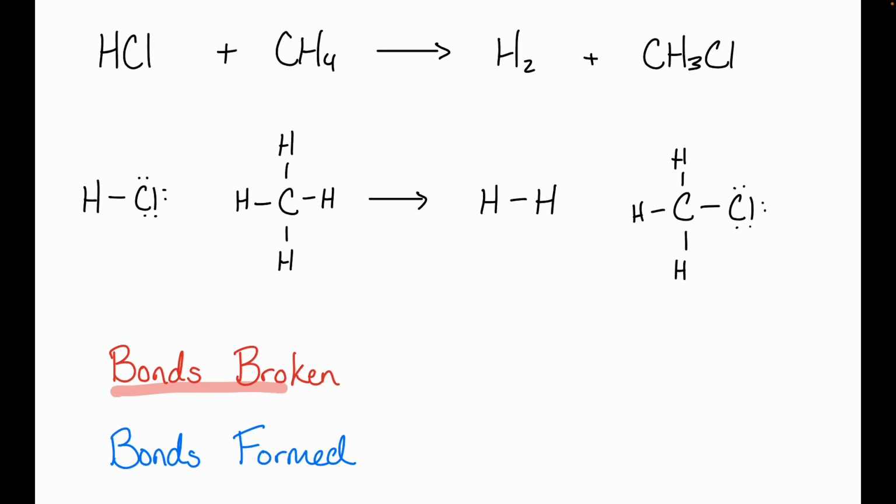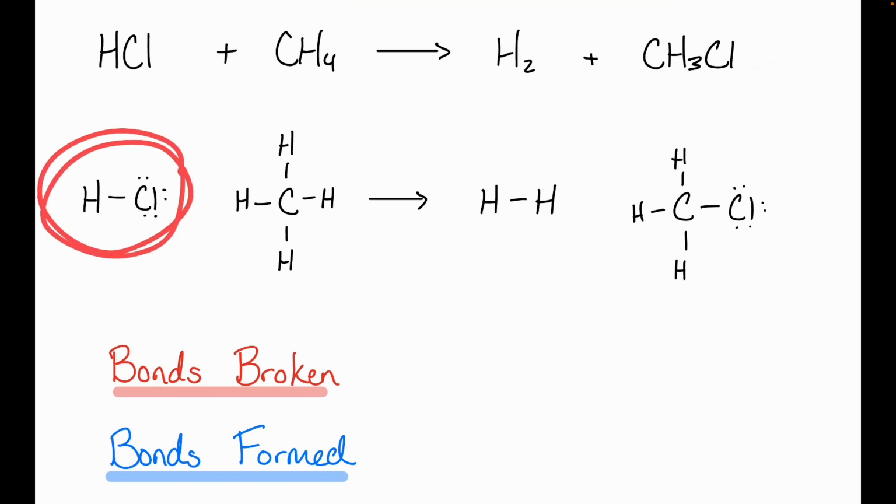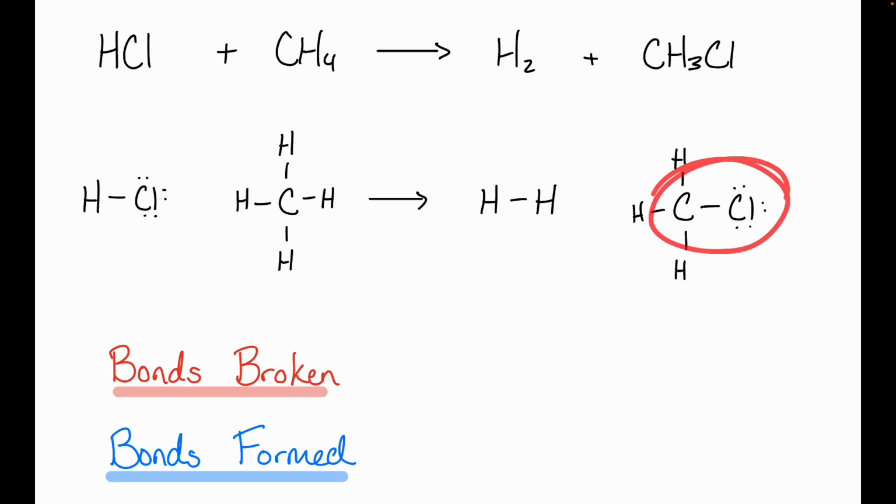Right, I'm going to color my bonds broken in red and my bonds formed in blue here. I'm just going to look carefully and play the spot the difference game. On my left-hand side, I have H bound to chlorine. On my product side, it's carbon bound to chlorine. So in this reaction, we have to break this bond here, and we're going to form this new bond over here.